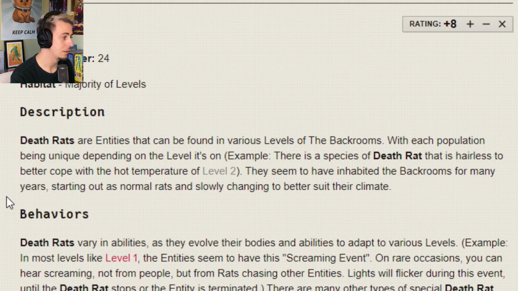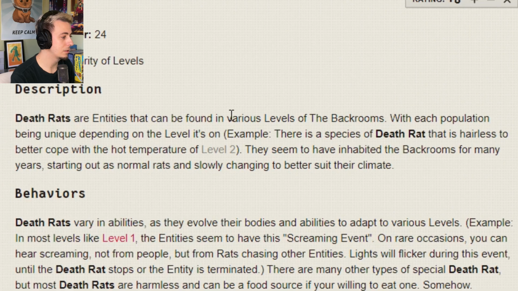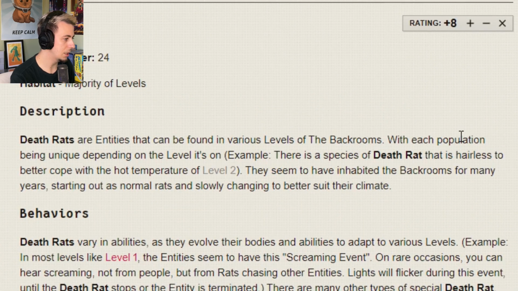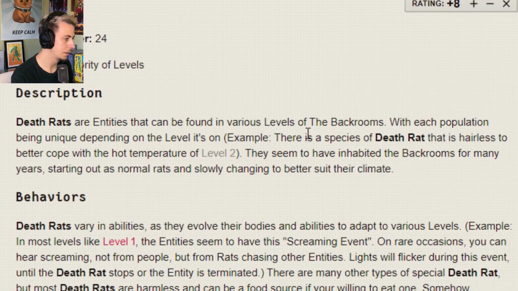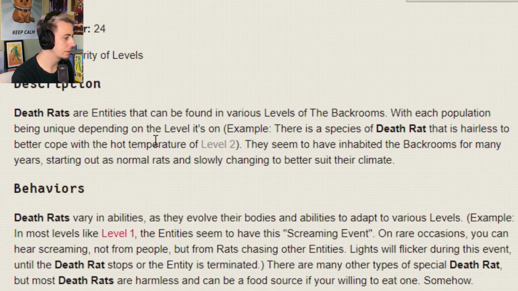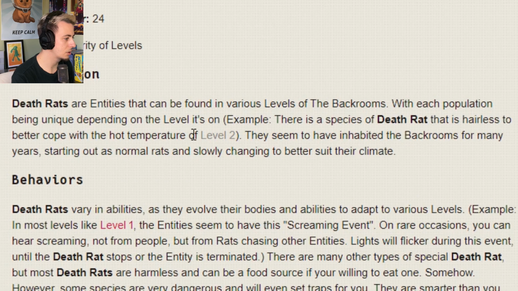Death rats. Death rats are entities that can be found in various levels of the Backrooms, with each population being unique depending on the level it's on. Example, there's a species of death rat that is hairless to better cope with the hot temperature of level 2.